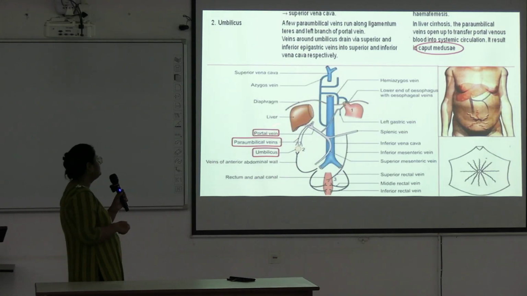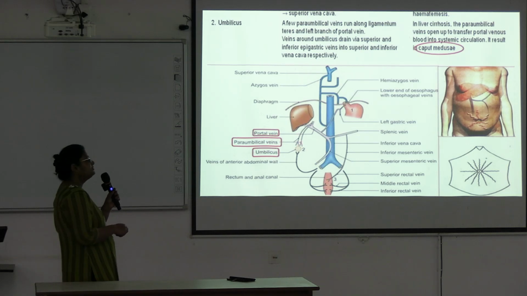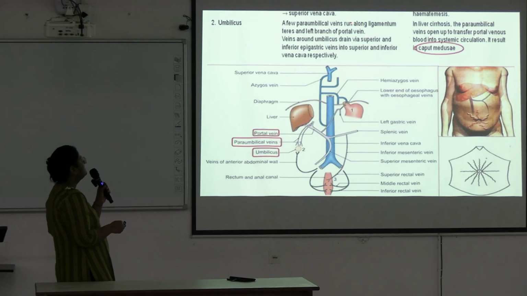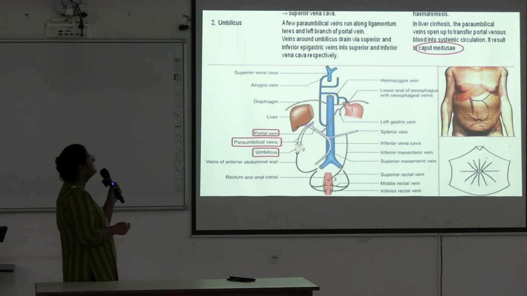Next, in caput medusa, the portal system is the paraumbilical veins. Systemic veins are coming from the paraumbilical veins that run along the ligamentum teres and left branch of portal vein, and veins around the umbilicus are the superior epigastric, inferior epigastric and superficial epigastric veins. All these are draining into the inferior vena cava or systemic system. So, if dilatation occurs, there will be caput medusa like this.